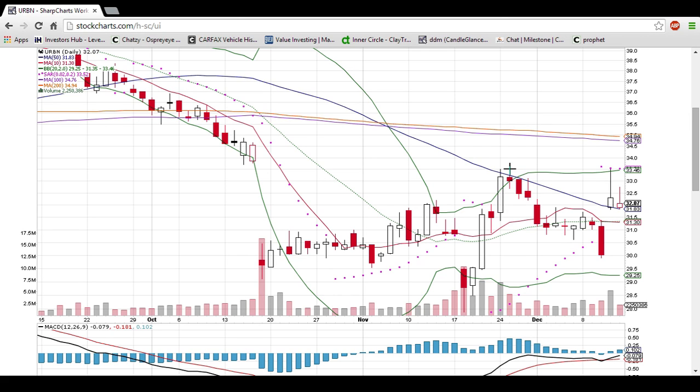You can see unable to close above it, and this big gap up was pretty significant because now it is closing above it, and this line is now support. The 50-day moving average is 31.83.